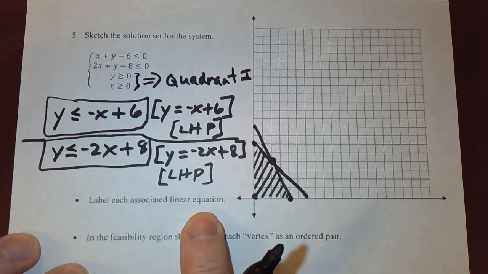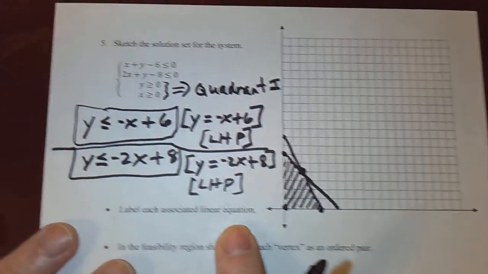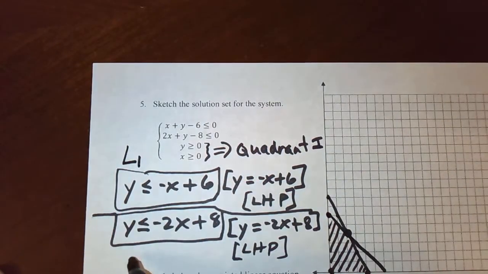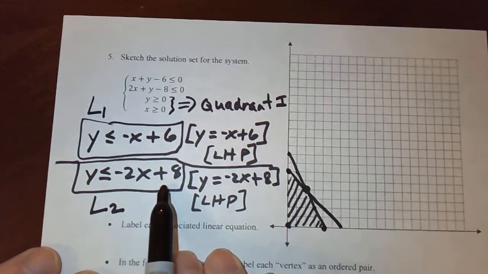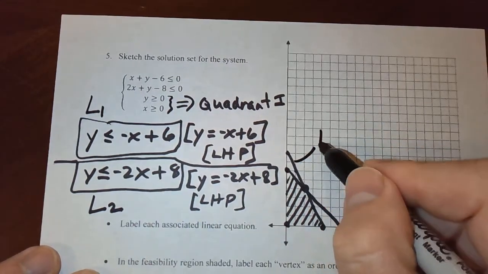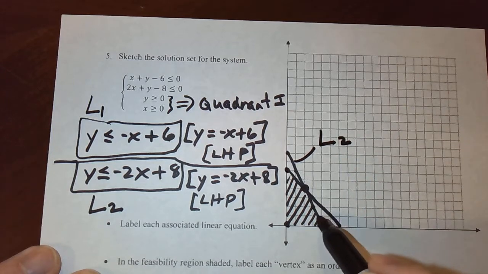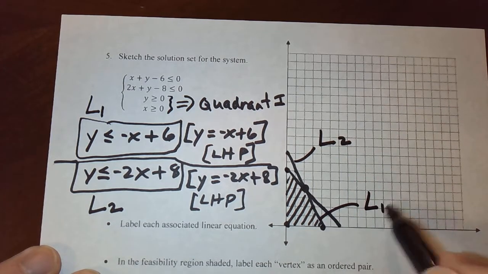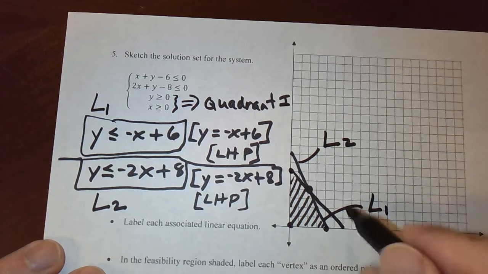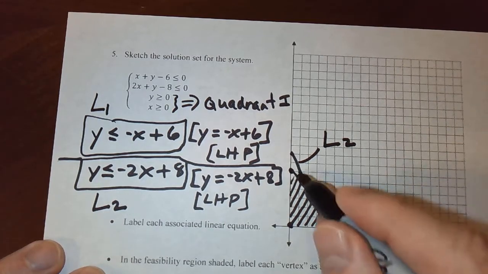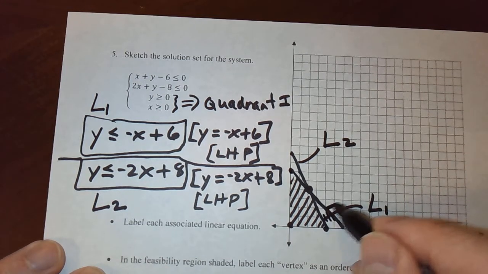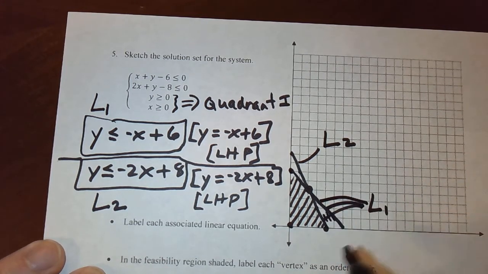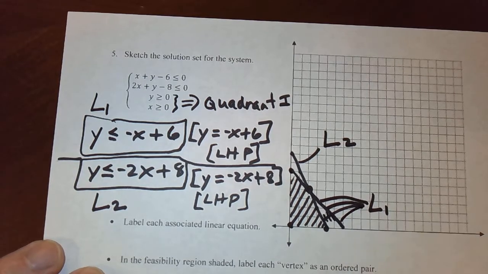Label each associated linear equation. Well, for simplicity, maybe I'll call this L1 and I'll call this one L2. L2 has the y-intercept of 8, so this is L2 and this one is L1. Oops, my bad. I labeled this line as both L1 and L2, so let me get rid of that and show that one. That one is L1. Sorry about that.